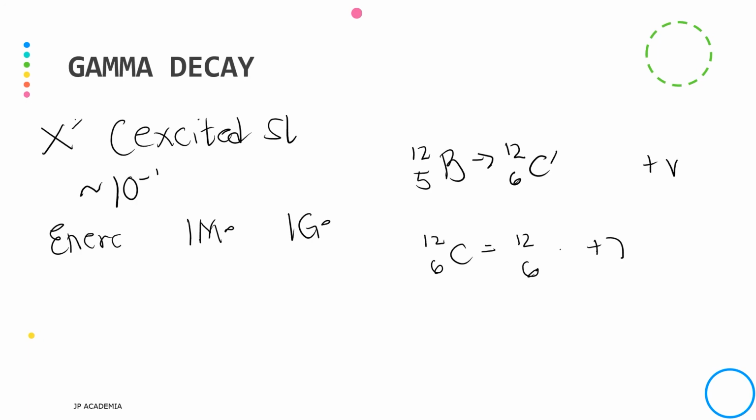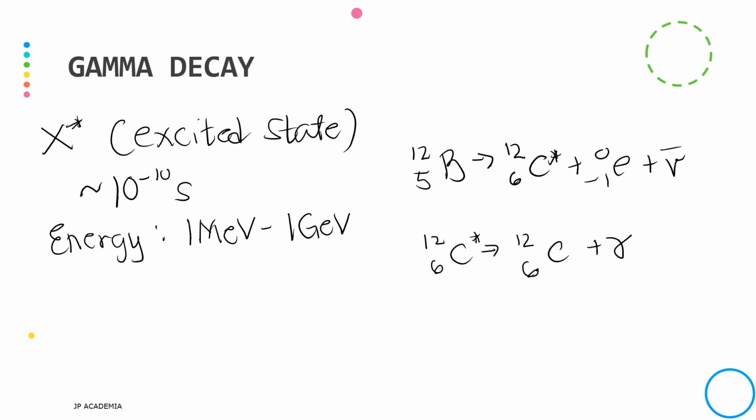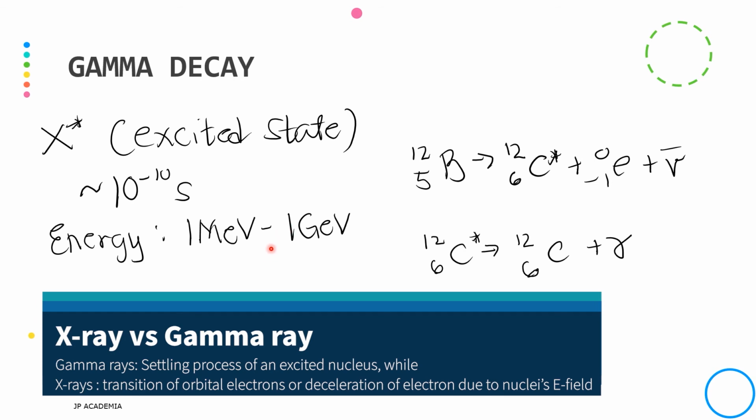Okay, so now let's talk about gamma decay. When a nucleus falls from an excited state to a lower energy state, it may result in gamma emission. It happens mostly after an alpha or beta decay if the nucleus is still in an excited state, indicated by this asterisk shown here. It occurs immediately, about 10 to the negative 10 seconds. The energy range of the gamma is commonly about 1 mega electron volt to 1 giga electron volt, which is quite large compared to the X-ray due to the transition of the orbital shell electrons.